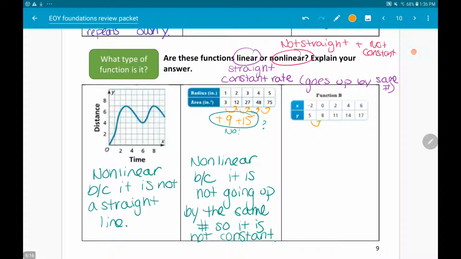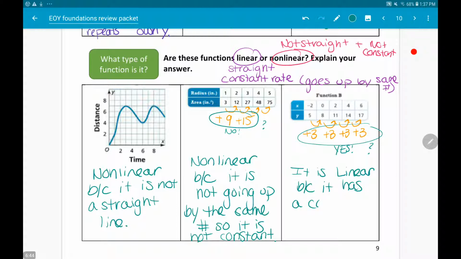Alright, one last time. It's already in a table for me, so I just have to check. 5 plus 3 gets me 8. Does 8 plus 3 get me 11? Yes, it does. 11 plus 3 gets me 14. So are these the same? Yes. So that means it is linear because it has a constant rate of plus 3.